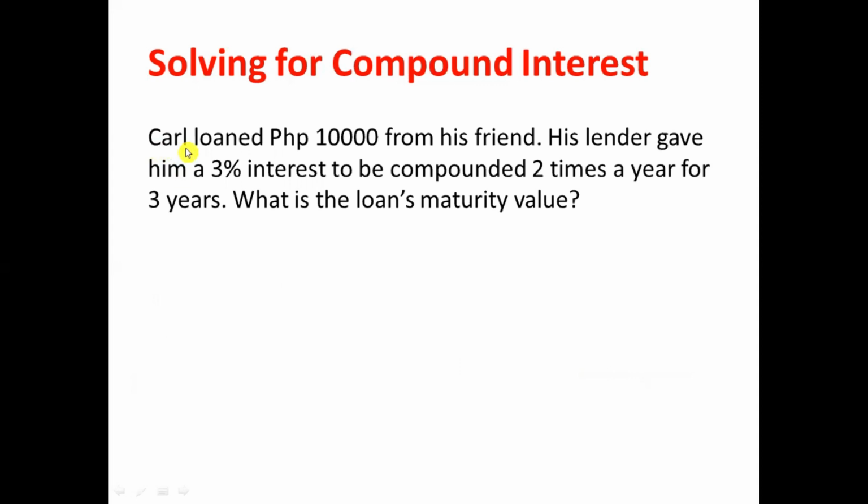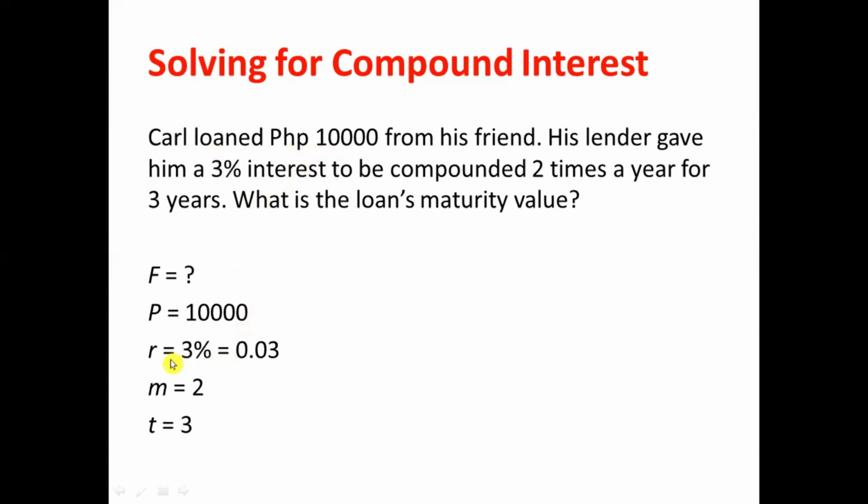So we have here an example. Carl loaned 10,000 pesos from his friend. His lender gave him a 3% interest to be compounded 2 times a year for 3 years. What is the loan's maturity value? Now we're asking for the maturity value directly na. And then we will just write down the given. So we have a principal of 10,000 pesos.